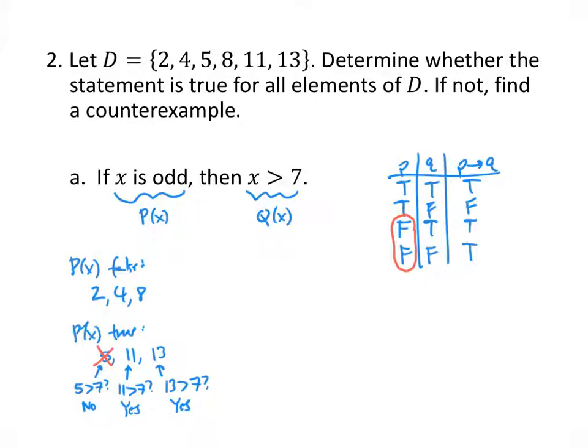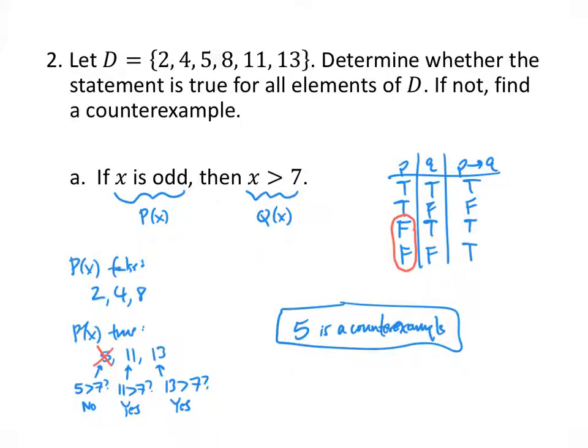So what we see here is that not all of the elements of D make this statement true. 5 is a counterexample. When we're answering this question, the question says, do all of the elements make this statement true? The answer is no, because 5 is a counterexample. A counterexample is a value that makes the hypothesis true and the conclusion false, which is exactly what happened here for 5.